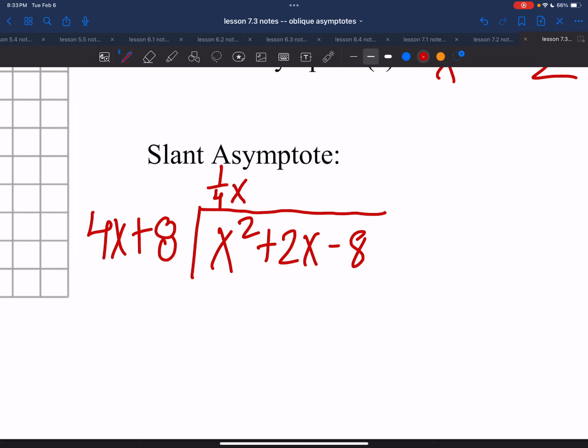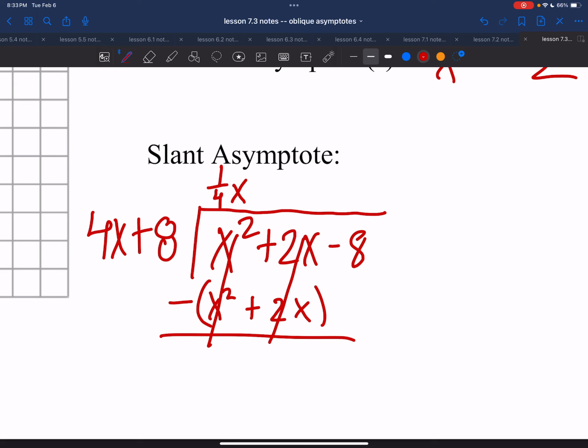So I'm going to take 1/4 x and multiply it to 4x and 8. 1/4 x times 4x is x squared. 1/4 x times 8 is 2x. We will subtract this from here. These guys will cancel. These guys will cancel. I've got a 0 here, which means I'll drop down -8, right? And, well, I say, does 4x multiply by anything to get -8?